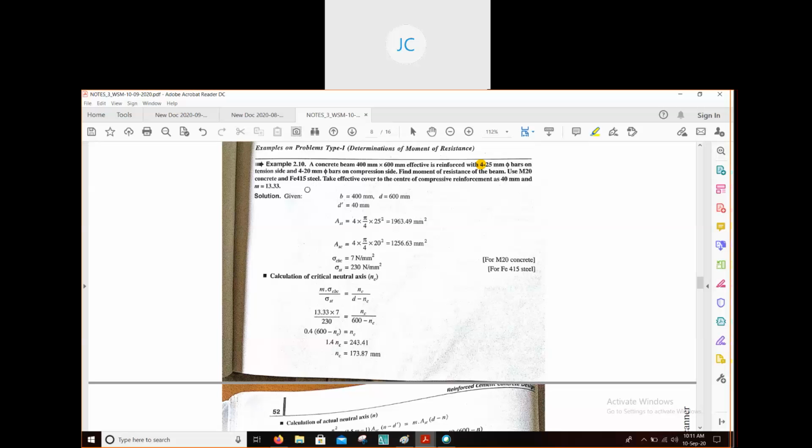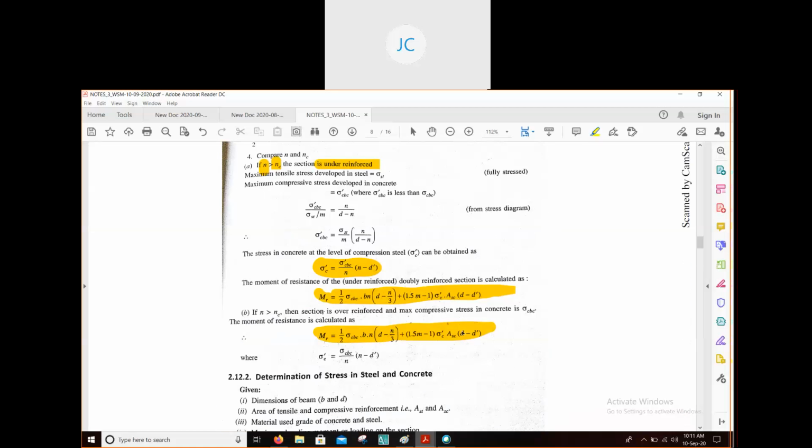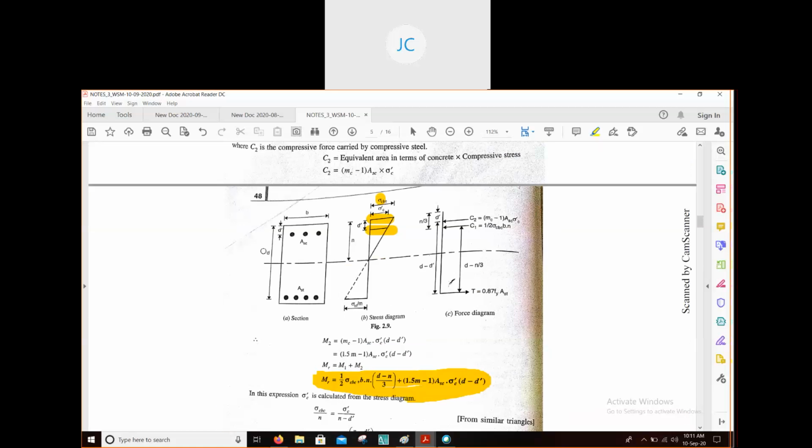Use M20 concrete and Fe 415 steel. Take effective cover to the center of the bars. I will show you the diagram of how it will be. In this problem, the width of the beam is given, and the effective depth of the beam is given. This D is given, and this width of the beam is given, I think 400 by 600.